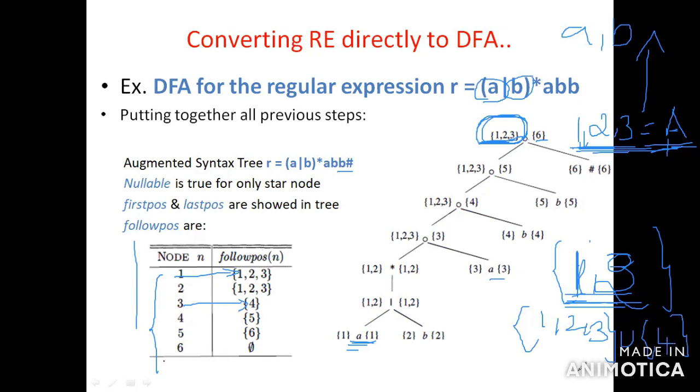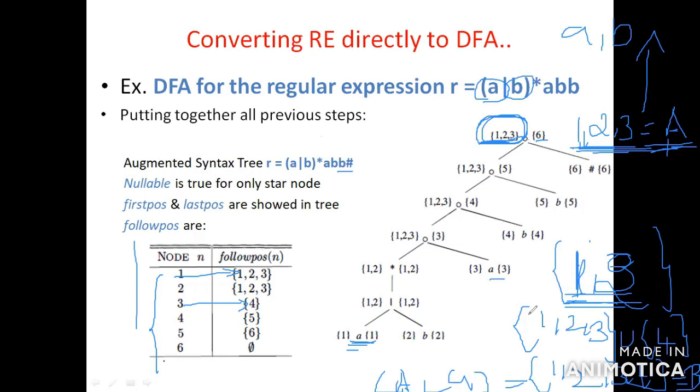So what is {1, 2, 3}? {1, 2, 3} union {4} is {1, 2, 3, 4}. So here, for input symbol a, what is the answer for A comma a? A comma a is {1, 2, 3}, then {1, 2, 3, 4}. So here you can mark it as the new state. The new state is nothing but B. So A is {1, 2, 3}, B is {1, 2, 3, 4}.